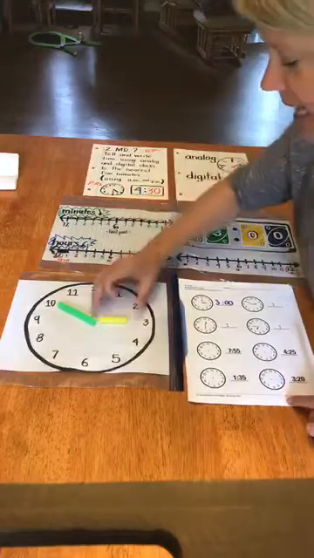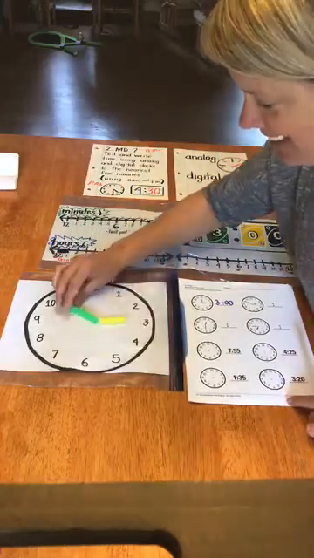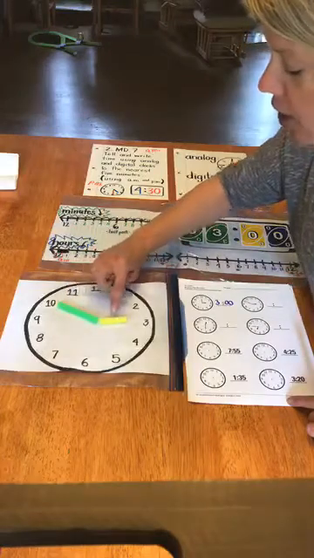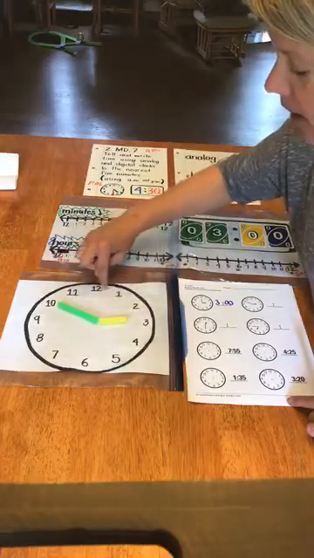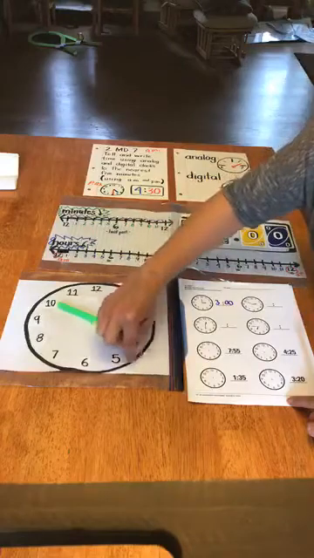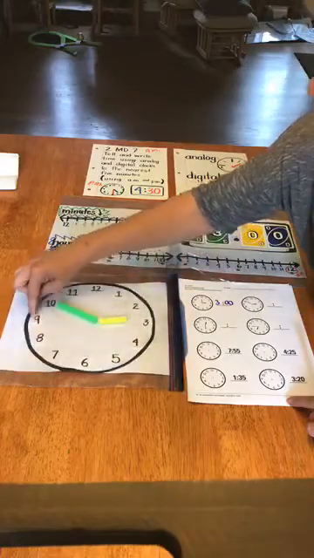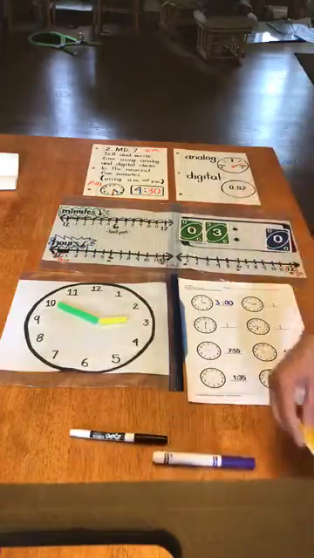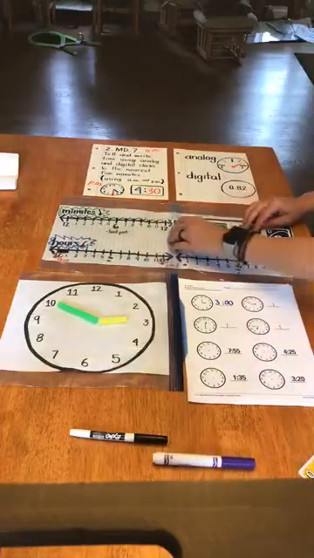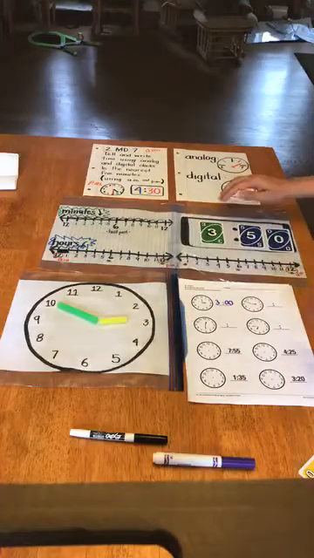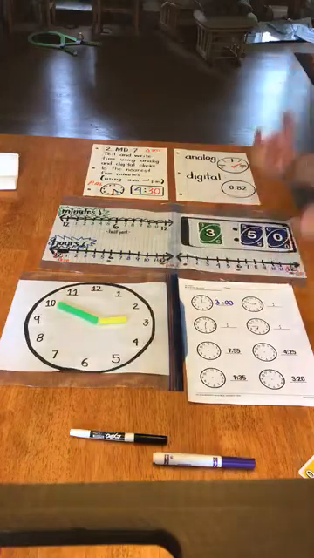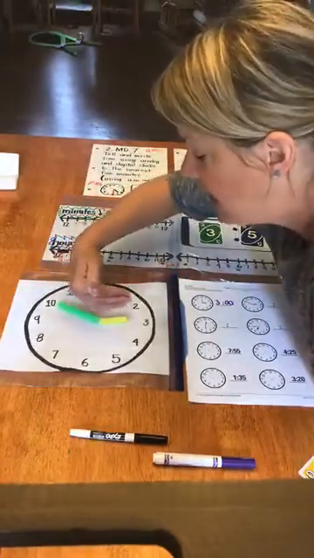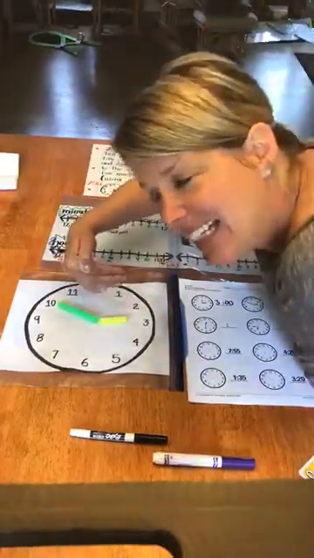A lot of kids would want to say that this is 3, and we count around 5, 10, 15, 20, 25, 30, 35, 40, 45, 50. So a lot of our kids would want to say that this shows 3:50. Okay, I'm gonna take that 0 off. 3:50. But we've got to look at it. We see that the hour hand is not even at the 3 yet.